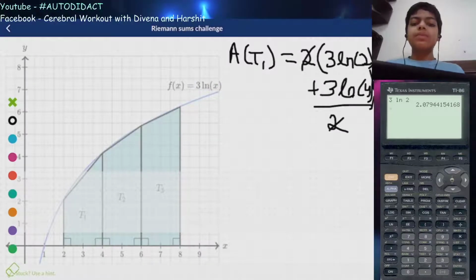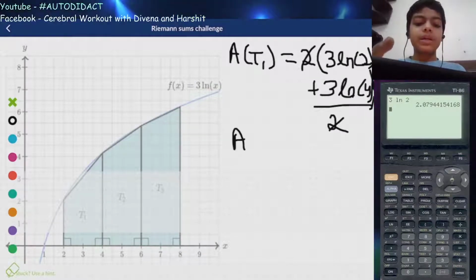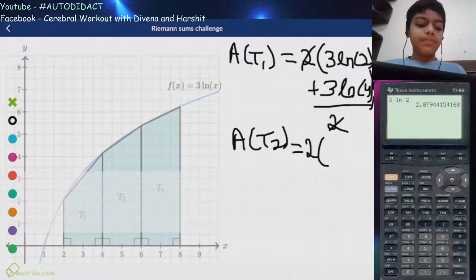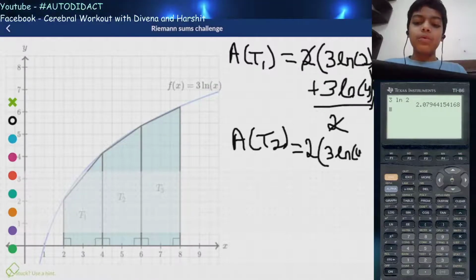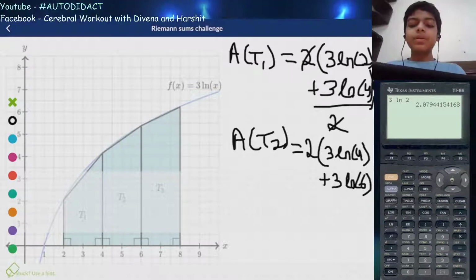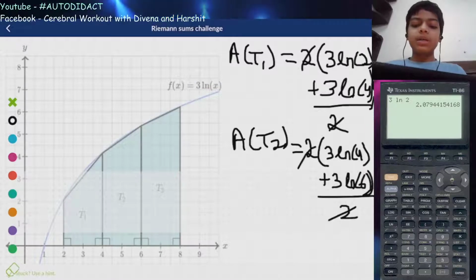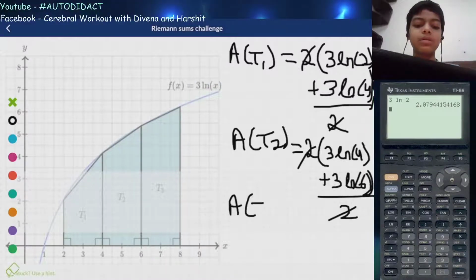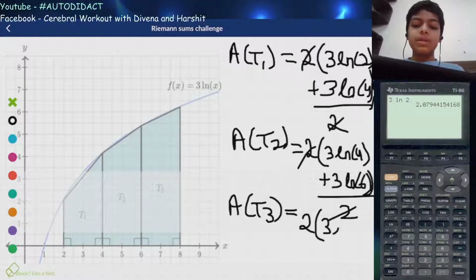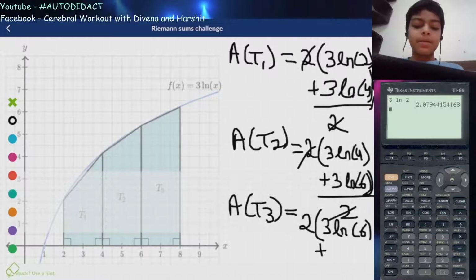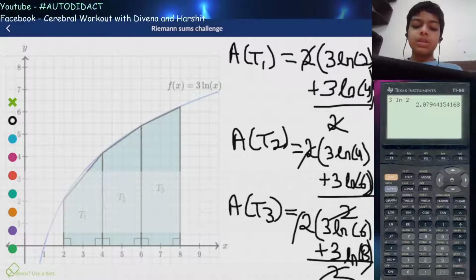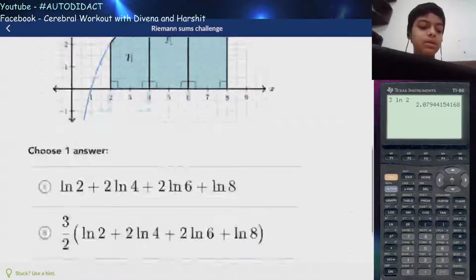These two will cancel out, and the area of the second trapezoid will be equal to 2 times 3 ln of 4 plus 3 ln of 6, divided by 2, so it cancels out. The area of the third trapezoid will be equal to 2 times 3 ln of 6 plus 3 ln of 8, divided by 2.